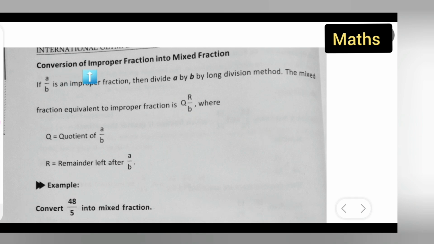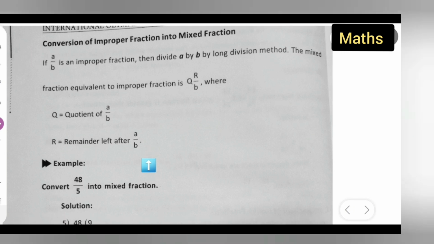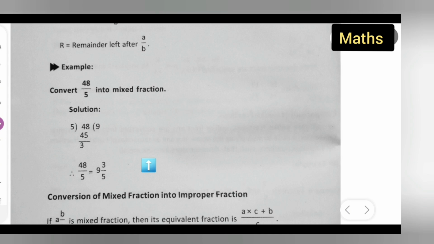Next is conversion of improper fraction into mixed fraction. If a upon b is an improper fraction, then divide a by b by the long division method. The mixed fraction equivalent to the improper fraction is q r upon b, where q is the quotient of a upon b, and r is the remainder after a upon b. So here what is r? r is the remainder left after a upon b. Okay, so now with the help of an example I will make you all understand.